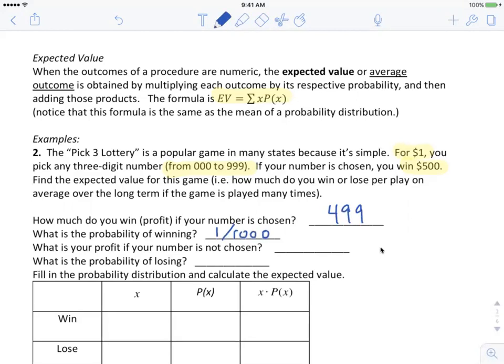Okay. What's your profit if your number is not chosen? Well, if it's not chosen, you don't have a profit at all. You have a loss, right? But you only lose $1. So we're going to use that -1 as representing that, right? You minus $1. Okay, what's the probability of losing? It's all those other ways, the 999 losing numbers out of 1,000 for you, right? So most of the time you're going to lose this game, right?